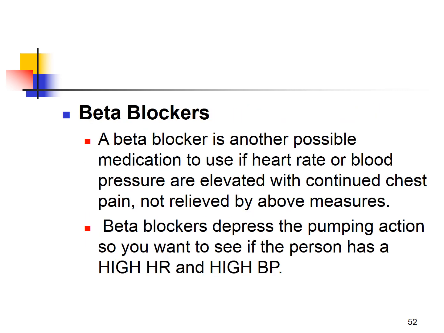Next slide. And you have beta blockers, a possible medication to use if the heart rate or blood pressure may elevate with continuous chest pain. Beta blockers depress the pumping action, and so you want to see if the patient has a high heart rate and high BP. Next slide.